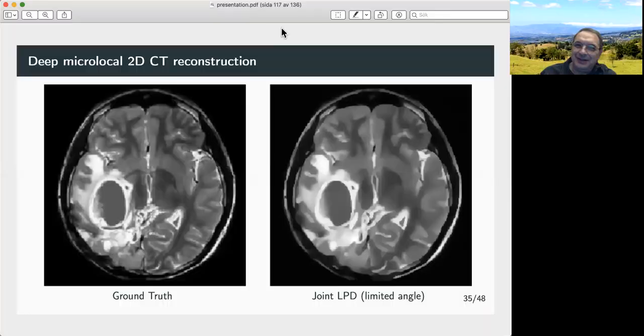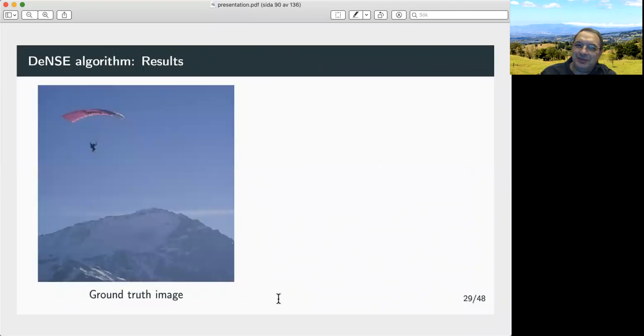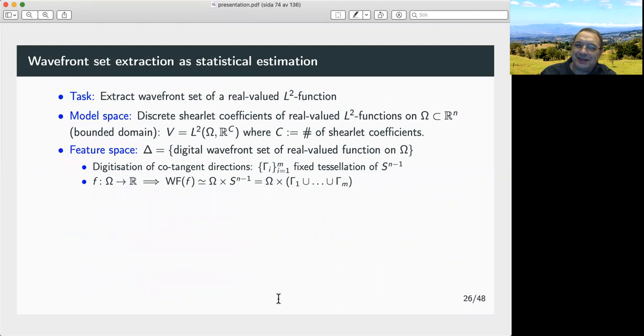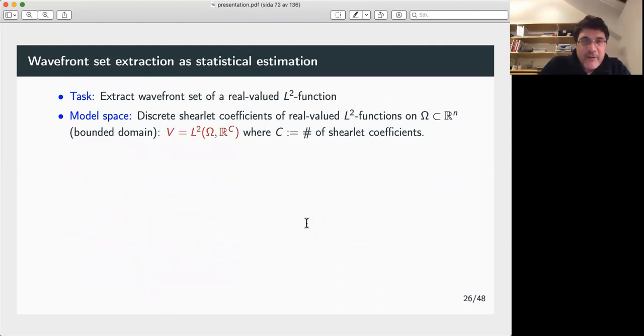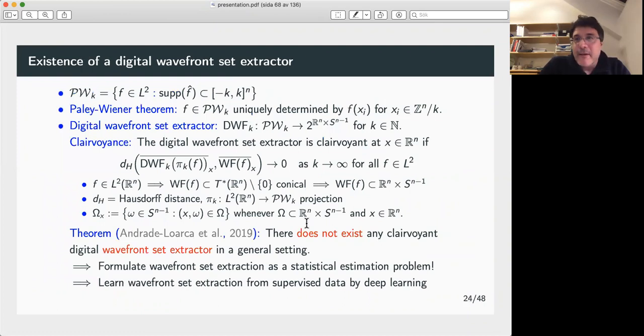Okay, so I have a question. First, if you go back to the slide where you talk about the need for infinitely many measurements to recover the actual waveform set, and something about Paley-Wiener and so on. You mean this slide? Yeah, okay.